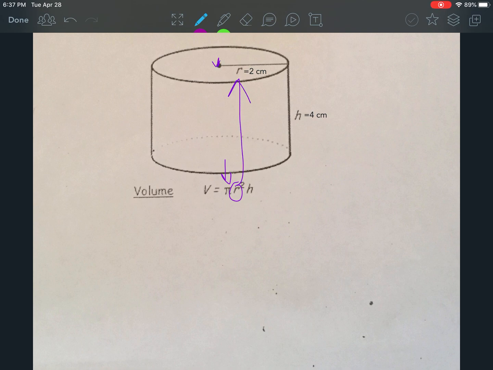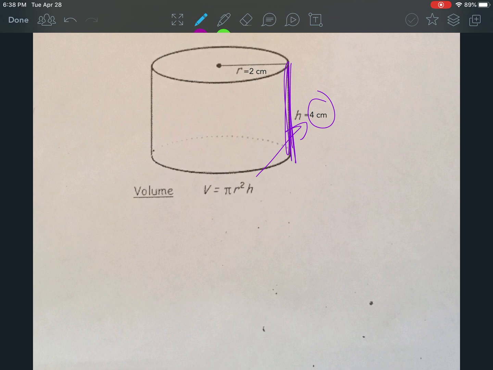And remember, radius is the distance from the center point of a circle to a point on the outside of the circle. And then we also have the 2, which means you square it, which means you're basically taking whatever the radius is and multiplying it by itself. And then the last part is the h, which stands for the height, and that comes from this h over here, the height of the figure going from here to here, and that's 4 centimeters.